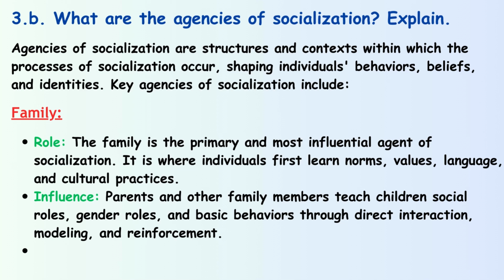The next question is: what are the agencies of socialization? Explain. Agencies of socialization are structures and contexts within which the processes of socialization occur, shaping individuals' behaviors, beliefs, and identities. Key agencies of socialization include: family. Role: the family is the primary and most influential agent of socialization. It is where individuals first learn norms, values, language, and cultural practices.